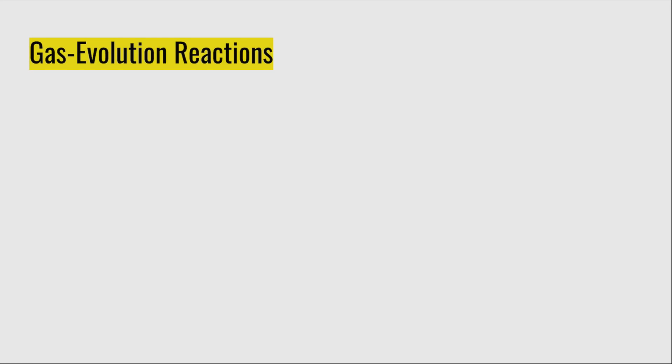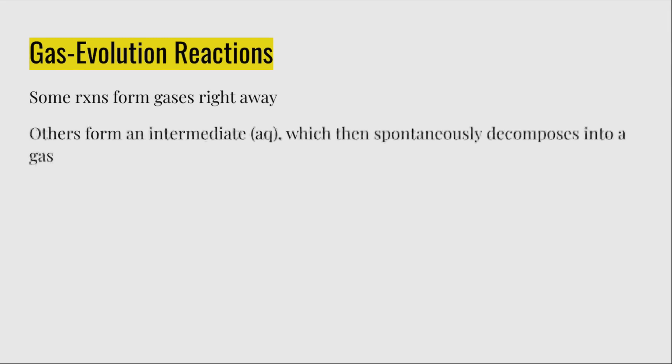Hey guys, so this is our last type of double replacement reactions, or double displacement, and it's called gas evolution reactions. And again, how are we going to know it's double replacement? It's going to be two compounds reacting together. There are essentially two types of gas evolution reactions. In one, one of our products is going to be a gas right off the bat. Others form something that we call an aqueous intermediate, or an intermediate aqueous solution, which then spontaneously decomposes into a gas.